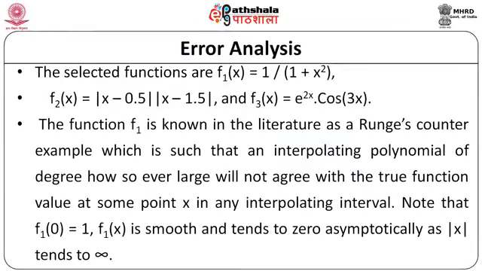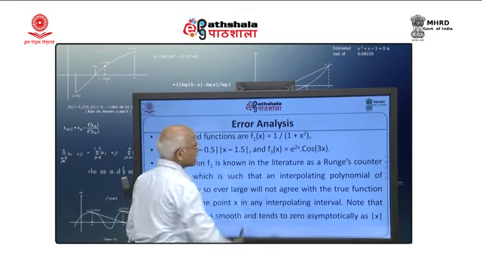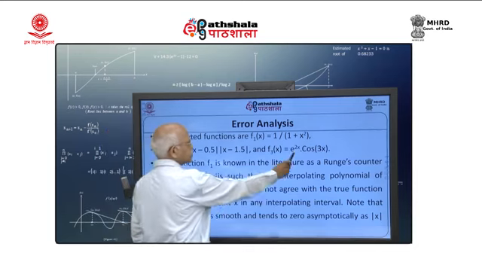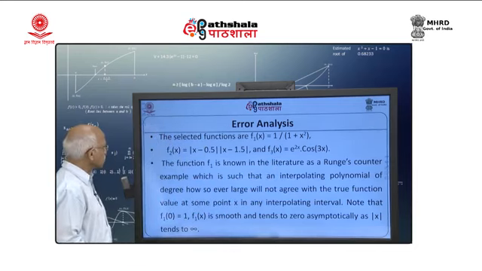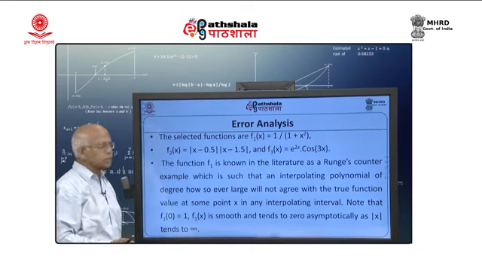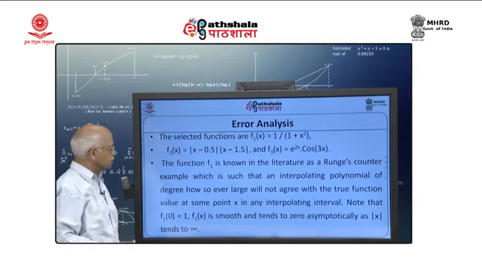So, the functions selected are: f1(x) is taken as 1 upon 1 plus x squared, f2(x) is taken as mod(x minus 0.5) into mod(x minus 1.5), and f3(x) is selected as e raised to 2x into cos 3x. If you remember, such a function was also considered in earlier modules, and even Runge's example was considered, because these are all very typical test functions for testing your errors.